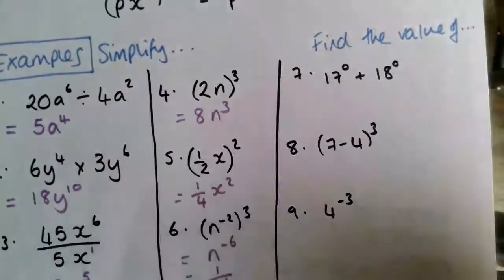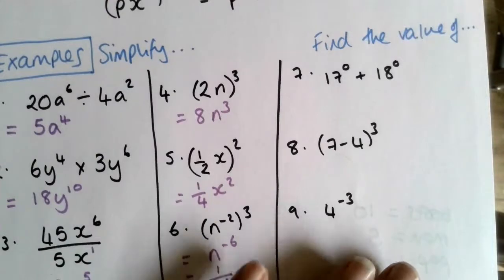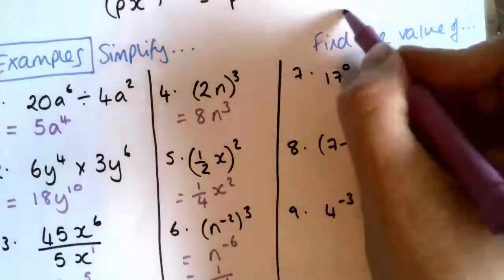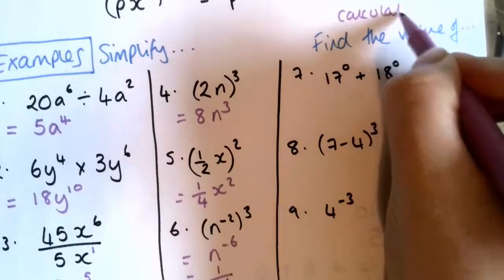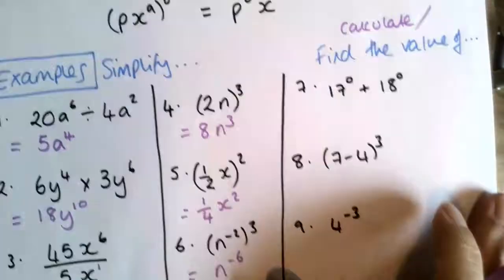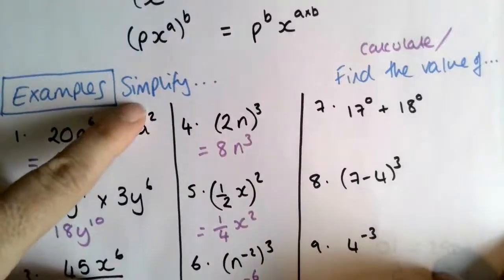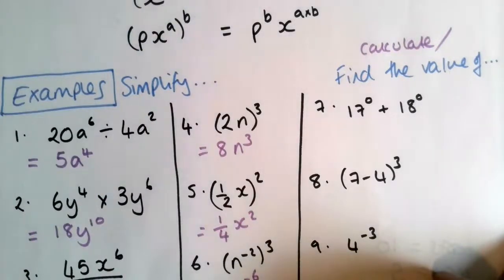Now, for 7, 8 and 9, I have asked you to find the value of these things rather than just simplify. So this could have been worded as calculate. So pay attention to the wording in questions, because sometimes they're asking you just to simplify things, sometimes they're asking you to actually go ahead and find the value of it. And you can make silly mistakes that way, when you actually know what you're doing, you're just not reading the question properly.